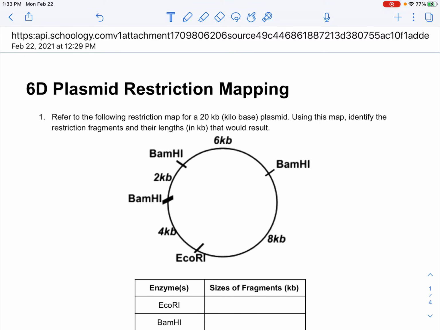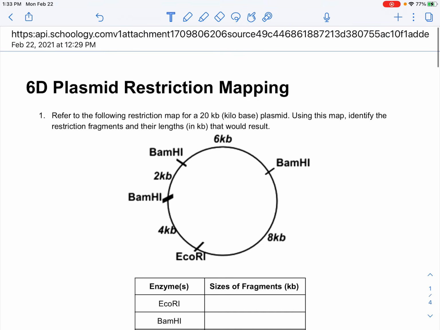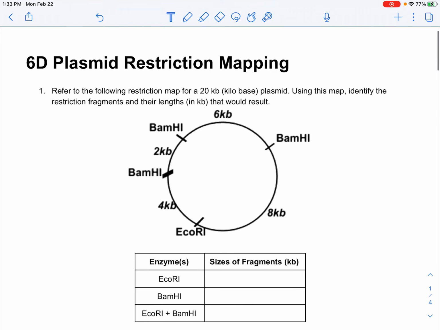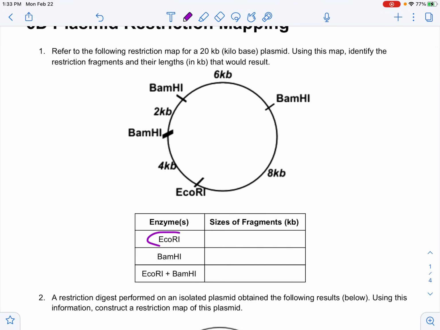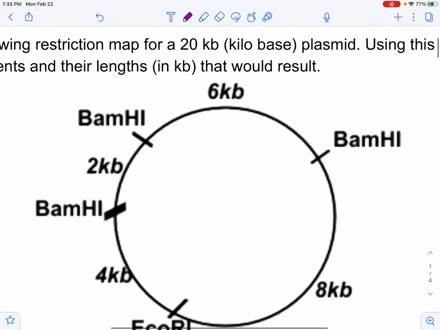Plasmid restriction mapping. Remember, a plasmid is a circular DNA structure that occurs in bacteria. Recall that restriction enzymes, and in this example we're using EcoR1 and BamH1, depending on the sample, it was cut either just by EcoR1, or just with BamH1, or with both of them together. This plasmid is 20 kb, so the whole thing all the way around is 20 kb.